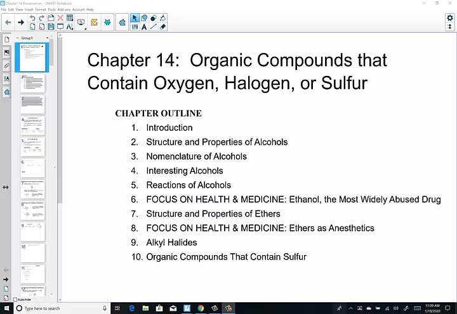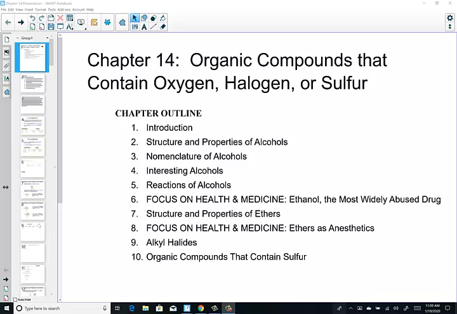We're beginning chapter 14, kind of introducing our first functional groups after coming off of studying hydrocarbon chains, those alkanes from chapter 12, the enes and ynes from chapter 13. This chapter focuses on functional groups in these hydrocarbon chains that contain oxygen, halogens, or sulfur.